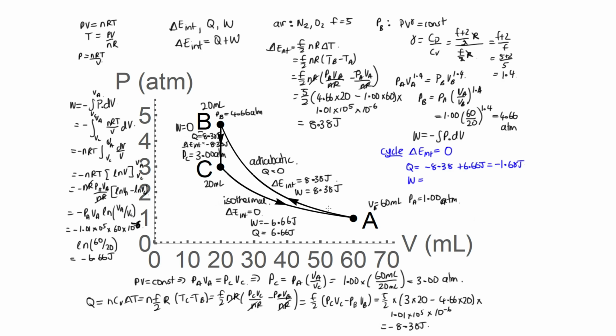And for the work done, we've got 8.38 joules done compressing it to B, none done coming down to here, and then minus 6.66 joules. So that's equal to 1.68 joules. So around the cycle, the heat added and the work done need to cancel each other out so that we end up with no change in the total internal energy.